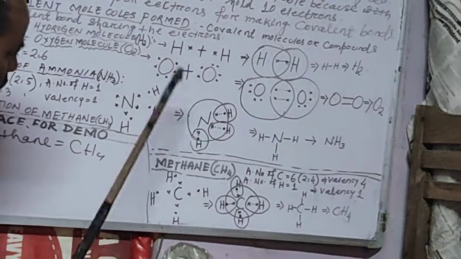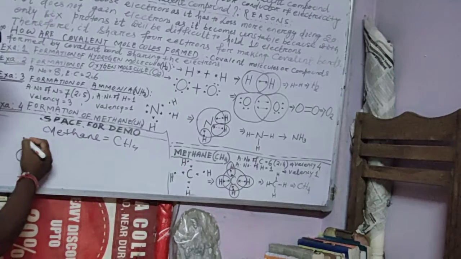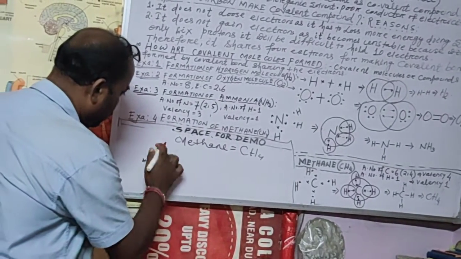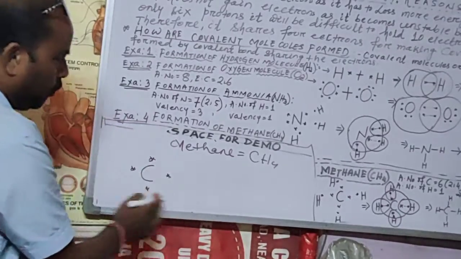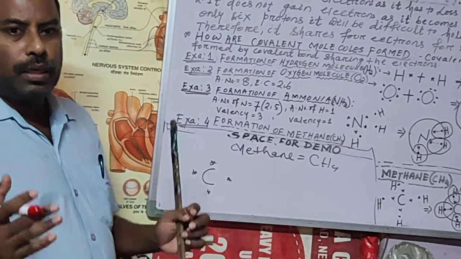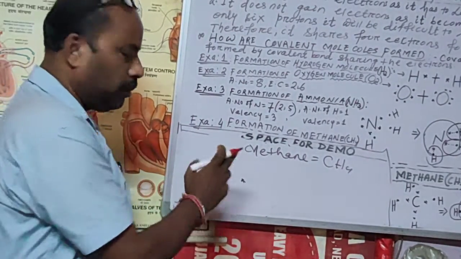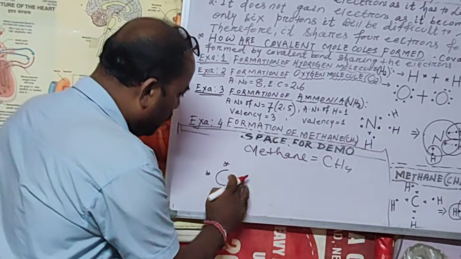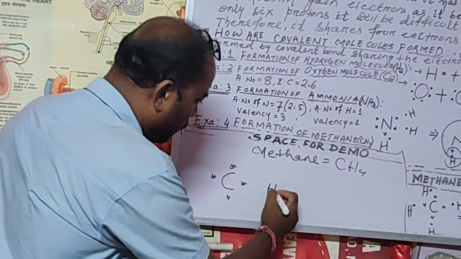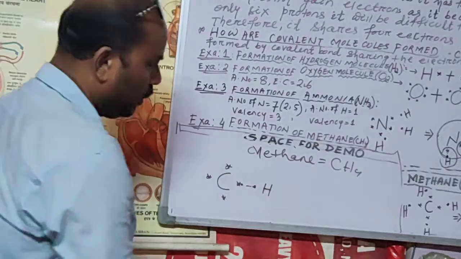How? Now let's see. Here 1 carbon is there. Suppose I am taking carbon. Its outermost electrons are 4. So now it has 4 electrons. Now it will try to get 4 more electrons by sharing. I have told you carbon always makes sharing. So now it will ask the hydrogen. Hydrogen is coming here and hydrogen will share here. So now they are making the bond.